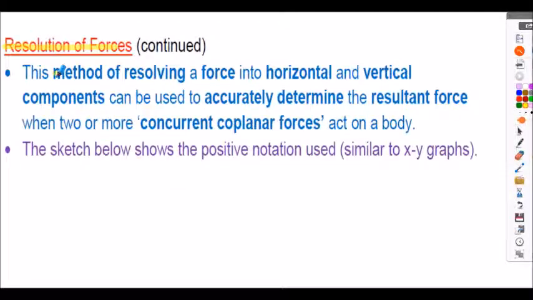So this method of resolving a force into its horizontal and vertical components can be used to accurately determine the resultant force when two or more concurrent coplanar forces act on a body. And don't forget, from our previous presentation, concurrent means that the forces' lines of action all pass through the same point, and coplanar means they're all in our two-dimensional plane.